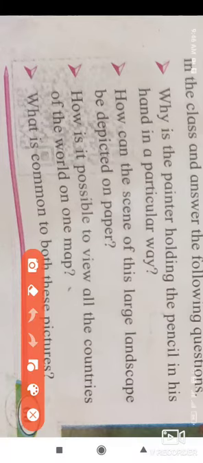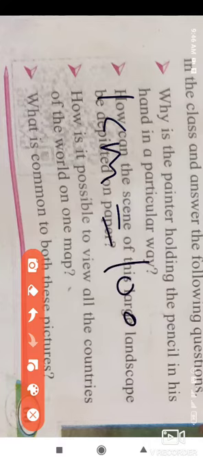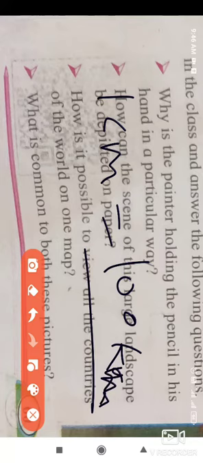Okay, how is it possible to view all the countries of the world on one map? So it was drawn with the help of the scale taken like 1 centimeter for 1000 kilometers. The scale may exist like 1 centimeter is equal to 100 kilometers. This much of scale was drawn on the paper.